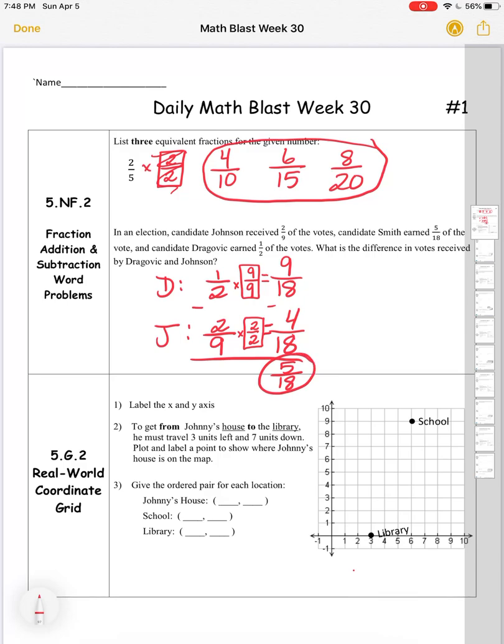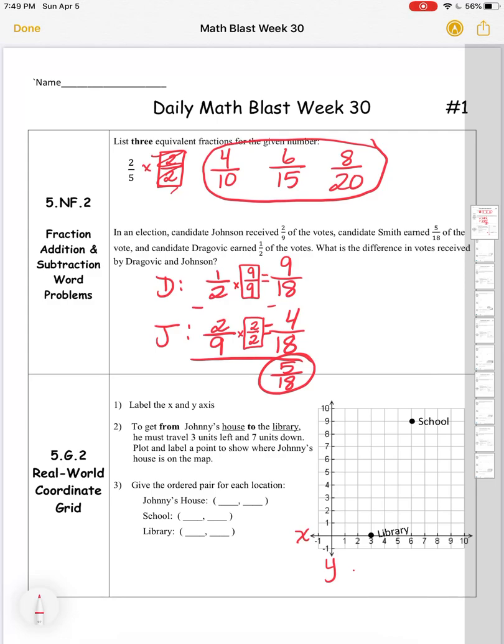Real world coordinate grid. Label the X and Y axis. Well, this is the X axis and this is the Y axis. To get from Johnny's house to the library, he must travel 3 units left and 7 units down. Plot and label a point to show where Johnny's house is on the map.